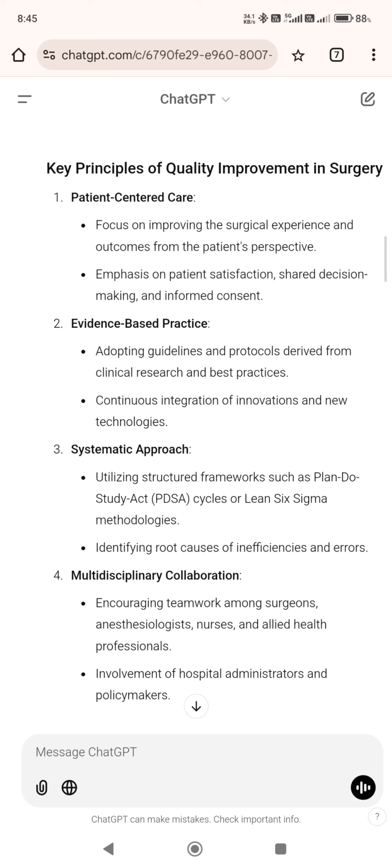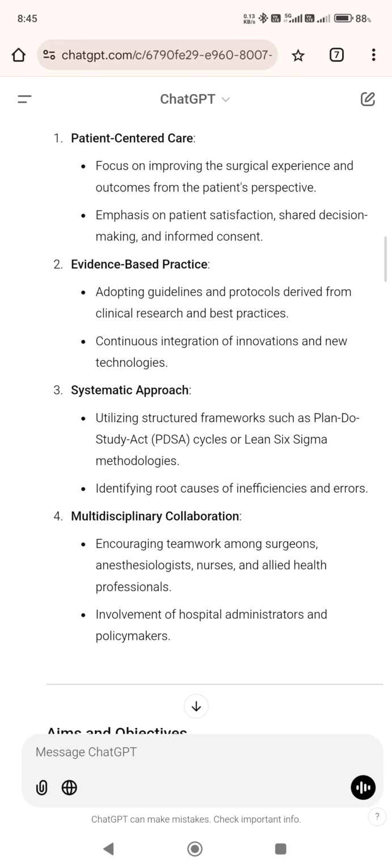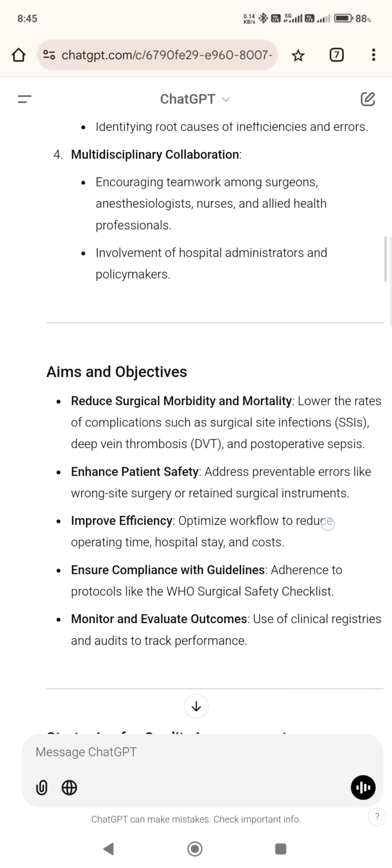3. Systematic approach. Utilizing structured frameworks such as Plan, Do, Study, Act, PDSA, cycles, or Lean Six Sigma methodologies. Identifying root causes of inefficiencies and errors. Multidisciplinary collaboration, encouraging teamwork among surgeons, anesthesiologists, nurses, and allied health professionals. Involvement of hospital administrators and policymakers.